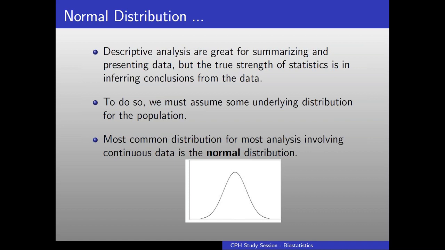We don't see the entire population. We only see the sample. What we have to do is assume some underlying probability distribution for the population so that we can make conclusions based on that probability distribution. The most common and most used distribution is the normal distribution. I think most of you are familiar with this, but the normal distribution looks like the following. It is a bell-shaped curve, symmetric, where the peak is at the middle of the symmetry.